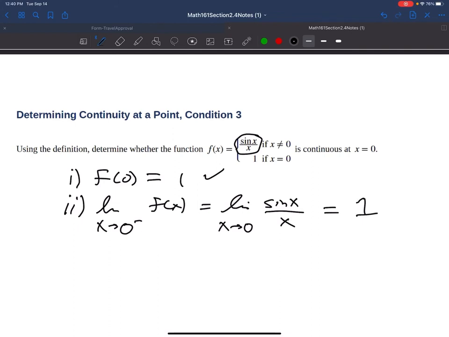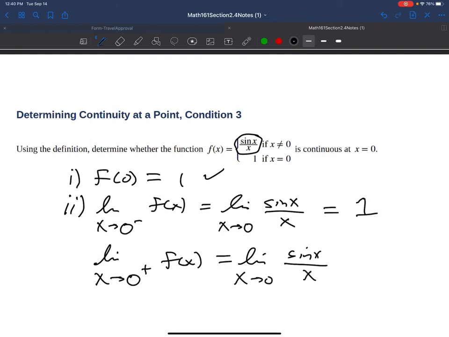Okay? The limit as x approaches 0 of sine x over x is 1. I mentioned that in the last lecture. That's one of the special ones we should just know. And then let's take the limit as x approaches 0 from the right of f of x, which will also be the limit as x approaches 0 of sine x over x, because we're using the value of the function on the right side of 0, which is also sine x over x, and that also equals 1.